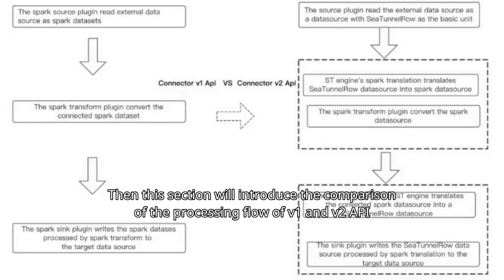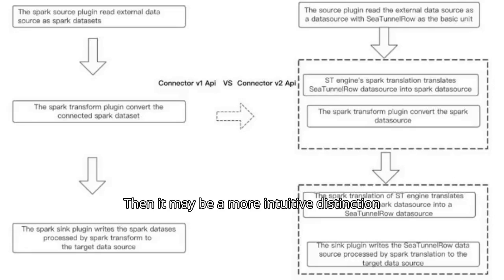Then this section will introduce the comparison of the processing flow of the V1 and V2 APIs. After comparison, it may be a more intuitive distinction. Let's take Spark as an example.